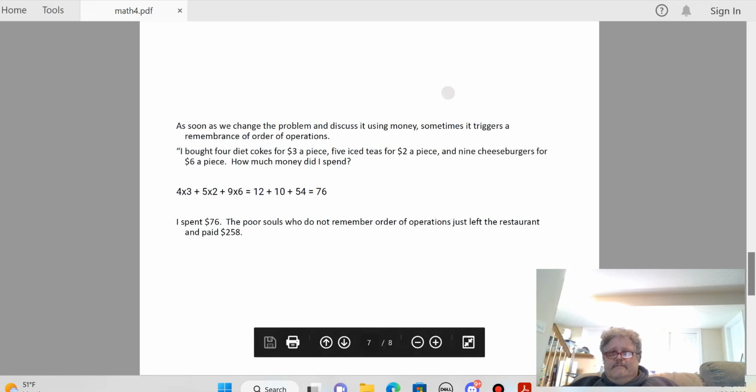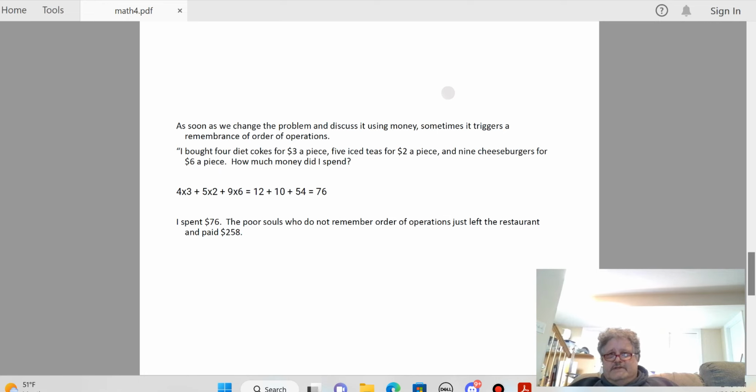Now, I can tell you one thing. As soon as I change this problem and make it something real world, and especially if I involve money, all of a sudden, sometimes light bulbs go off in people's mind. They go, "Oh, now I remember how order of operations works." Because, here we go. Here's an example.